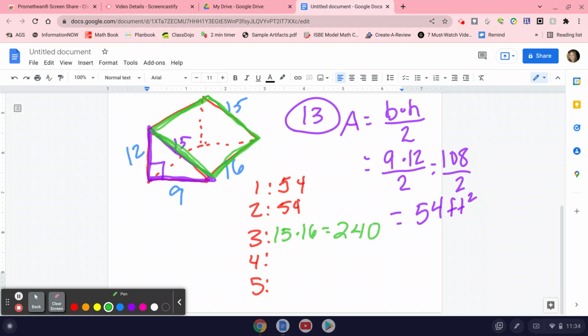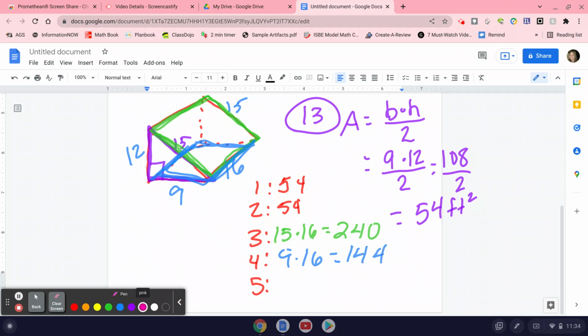Now on this one, all the rectangles are not the same. So now I'm going to look at the bottom rectangle. That one right there. What is the length and the width of that blue rectangle, Afton? 9 and 16. Okay, 9 times 16. What is 9 times 16? 144. Okay.